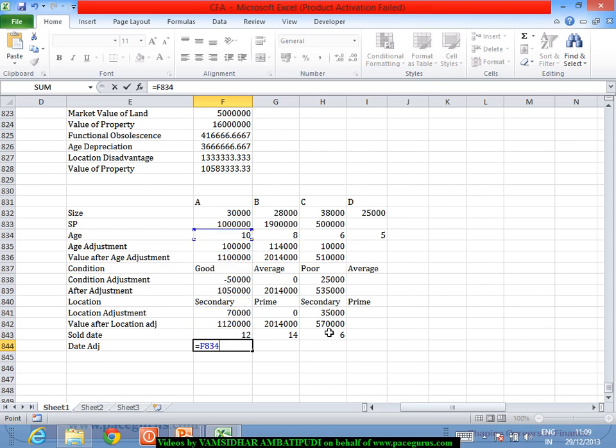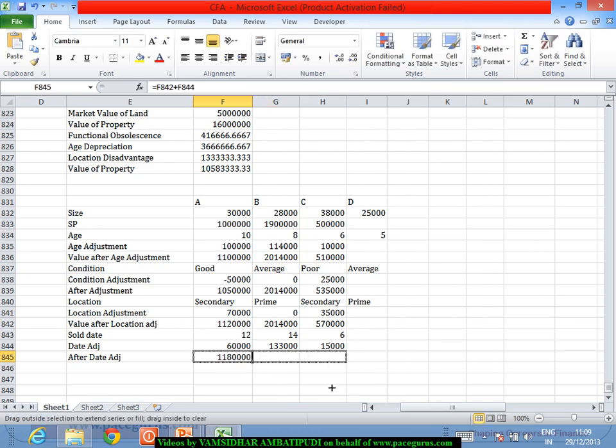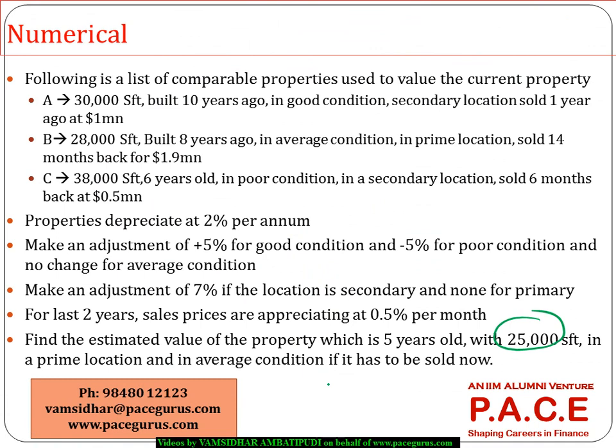So probably again this I am increasing by 6%, whereas this I am increasing by 7%, and this I am increasing by 3%. So after the date adjustment, the price is coming out to be something like this. This is the price after the date adjustment, and now all the adjustments are typically taken care of. So after that, whatever has come out, that is the adjusted sales price.